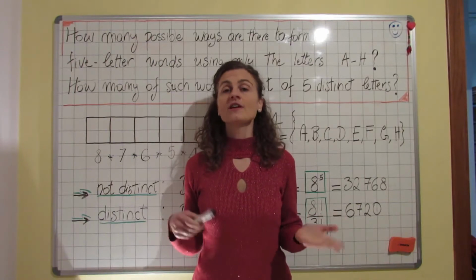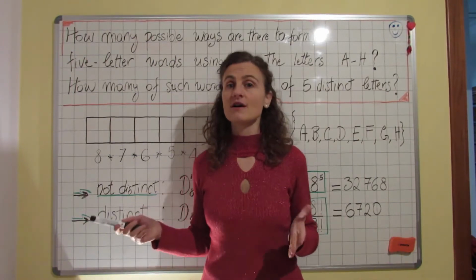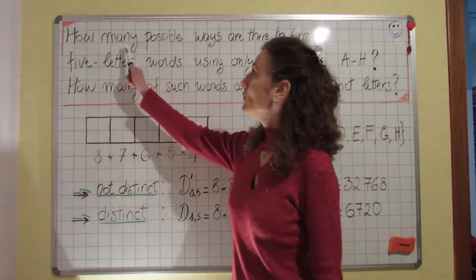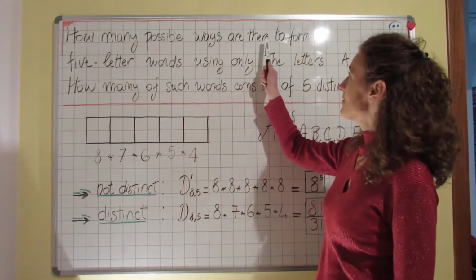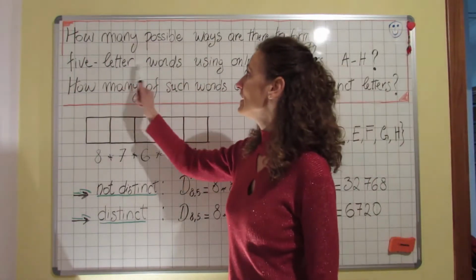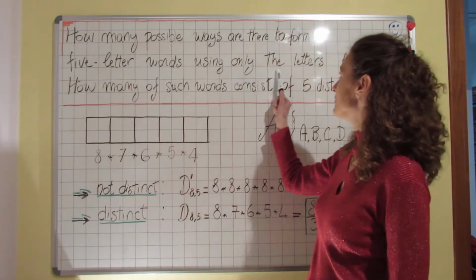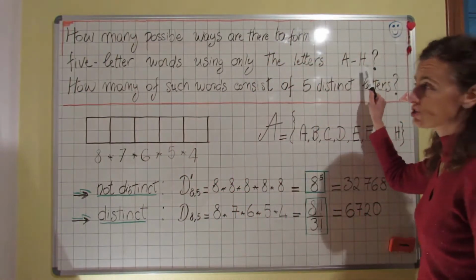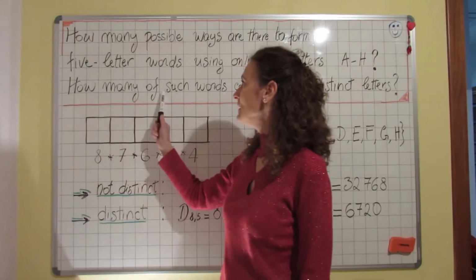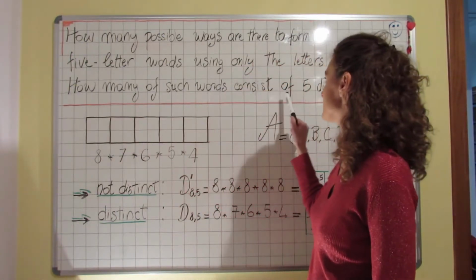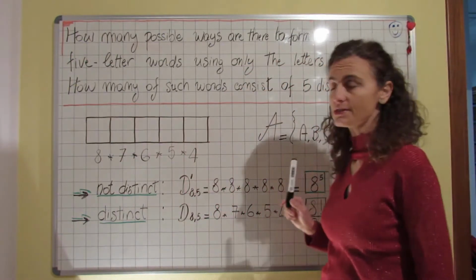Let's see now the English version of the same exercise. How many possible ways are there to form 5-letter words using only the letters A to H? And how many of such words consist of 5 distinct letters?